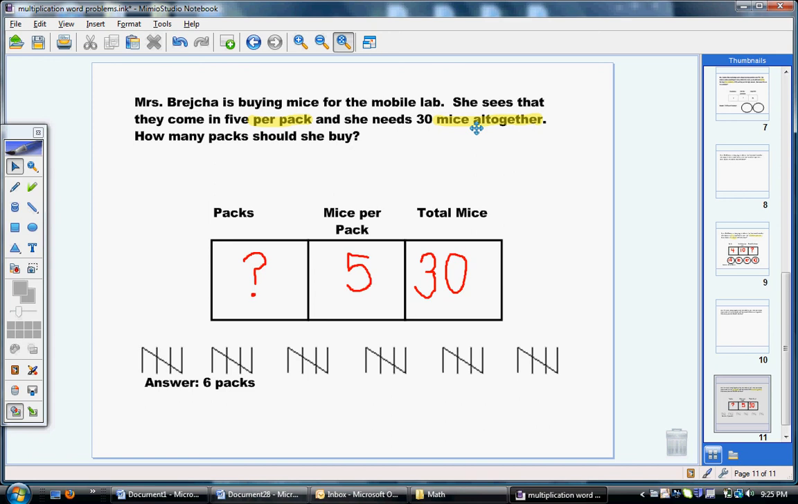Now that you've practiced many different examples, it's time for you to see your teacher to get your next activity. Good luck!